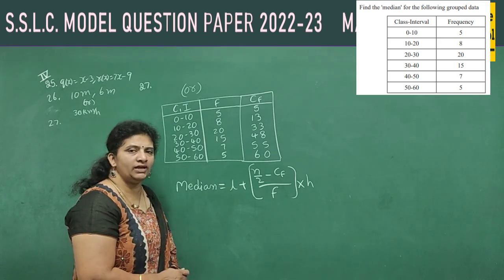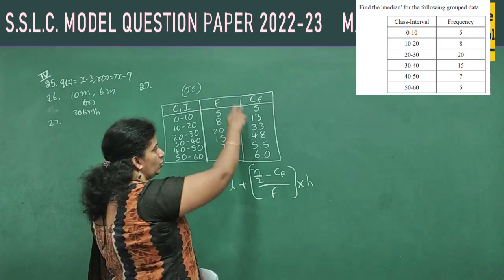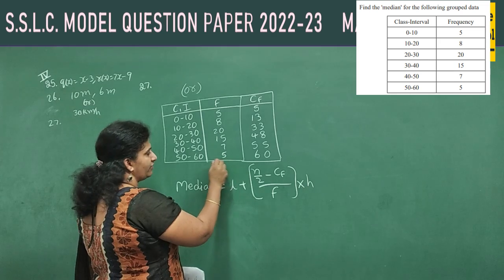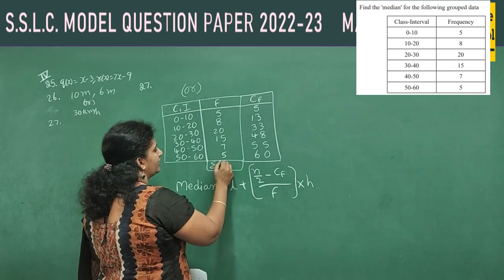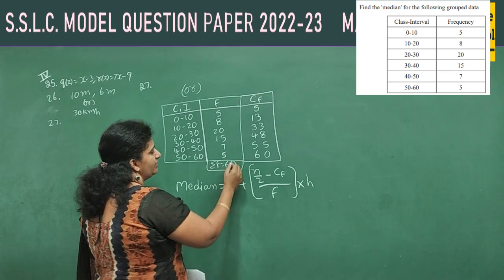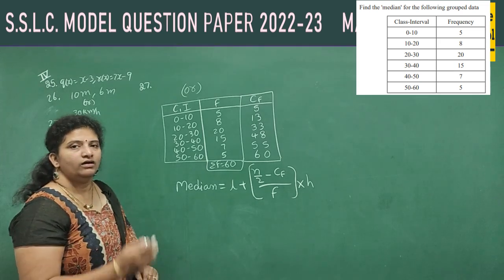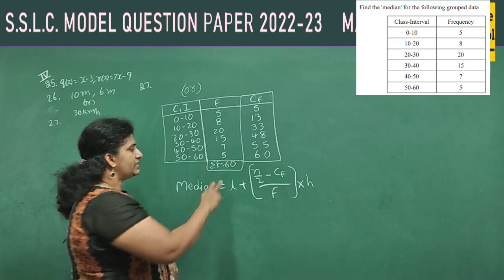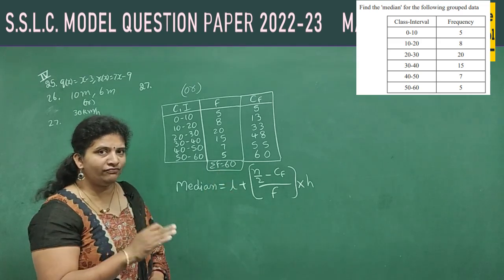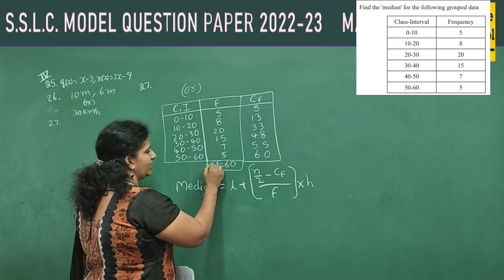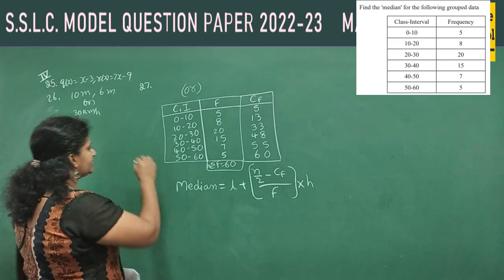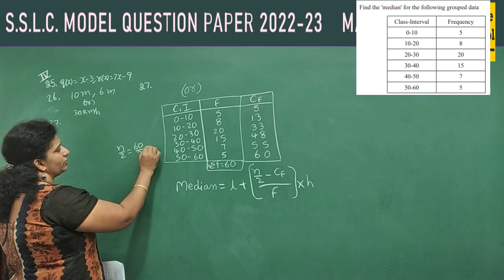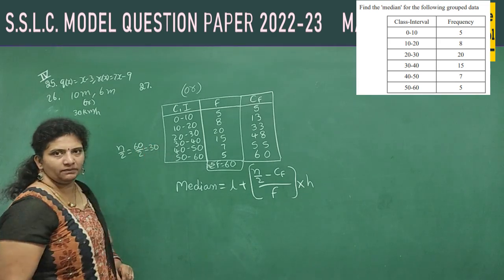How we are going to get median class? See, total. This is nothing but the total frequency. If you want, you can add all the frequencies. What you are going to get? Summation F is nothing but 60. Median class you need to find. See the total frequency, half of it. This is nothing but n, you can say. What is n by 2? n by 2 is nothing but 60 by 2 is equal to 30.